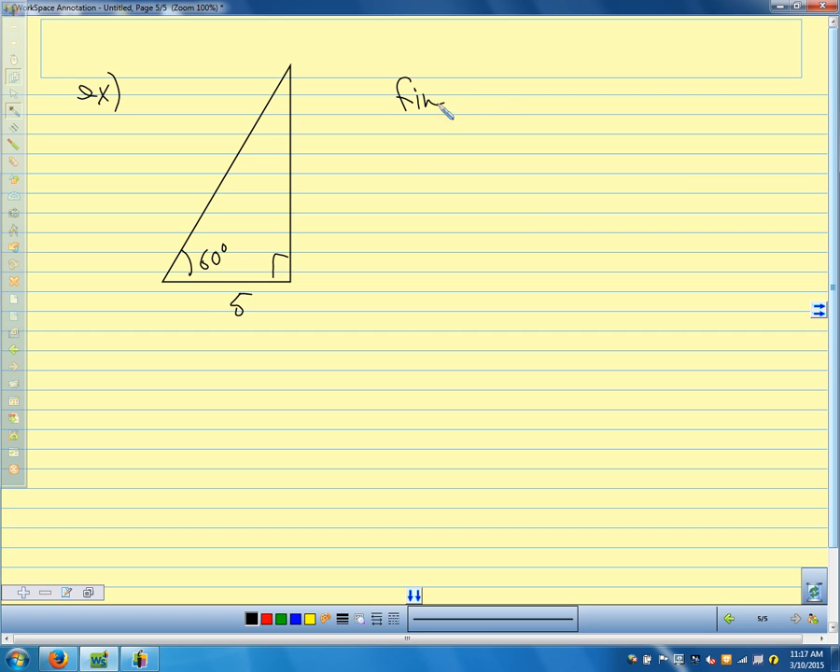And this problem says, find the missing sides. So on these problems, always label your sides. I recommend that you always label your sides first. So what side is this one? Short, long, or the hypotenuse? Short. And if we do the short, this angle has to be the 30-degree angle. What side is this one? Long. And the hypotenuse is always the hypotenuse.